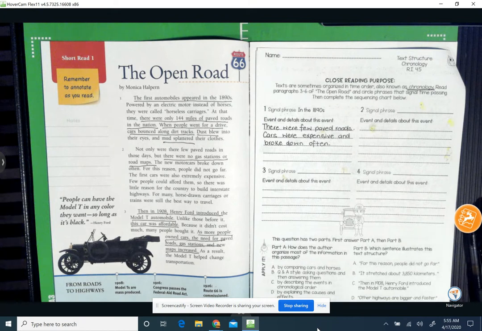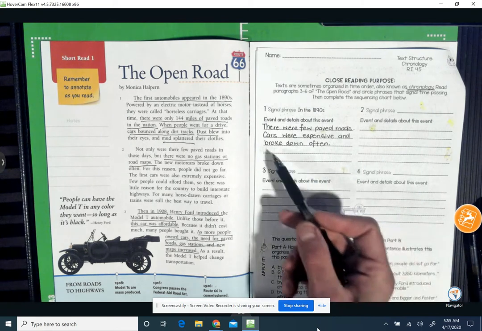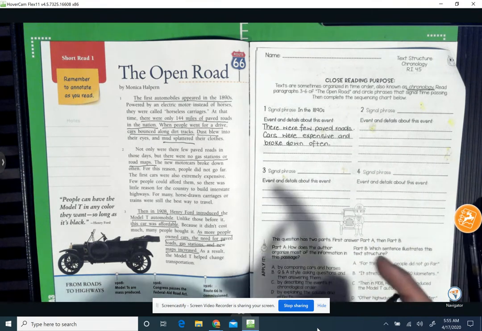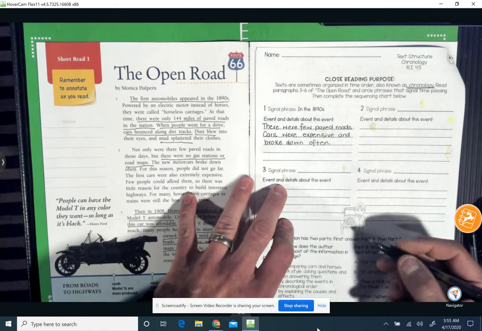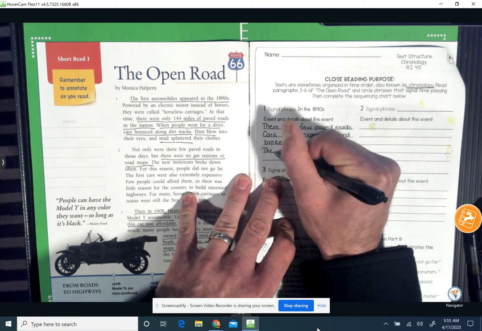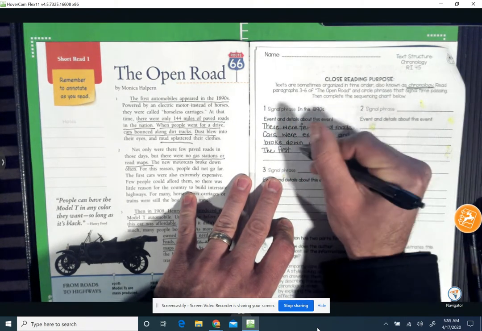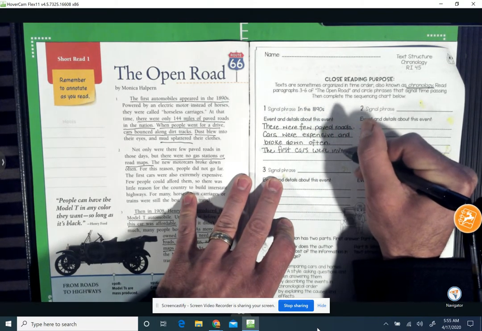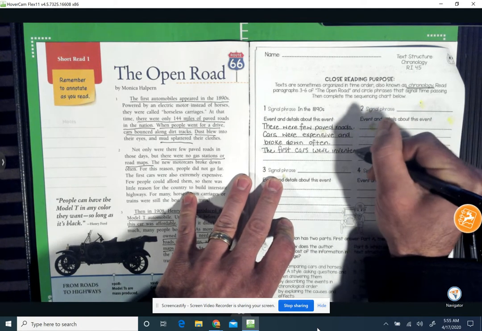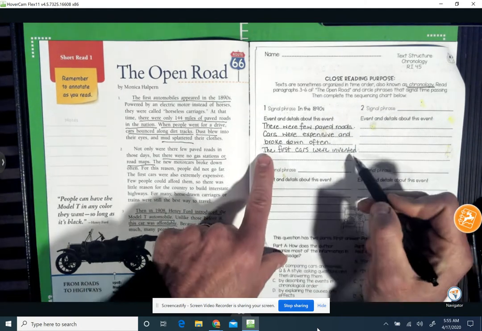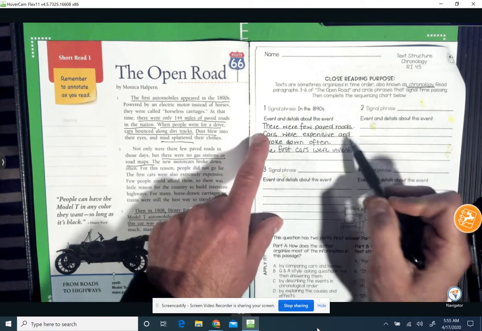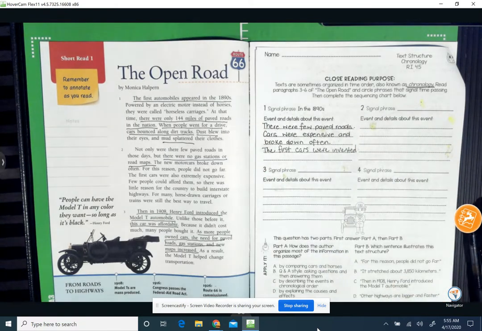Okay, so what happened in the 1890s? Well, there were few paved roads, cars were expensive, and broke down often. And so in the 1890s, the big event, these are sort of the details, the big event is the first automobiles, or the first cars, were invented. Okay? Invented. And the details around that event were, well, cars were invented, but there weren't many paved roads, and they were super expensive, and they broke down.